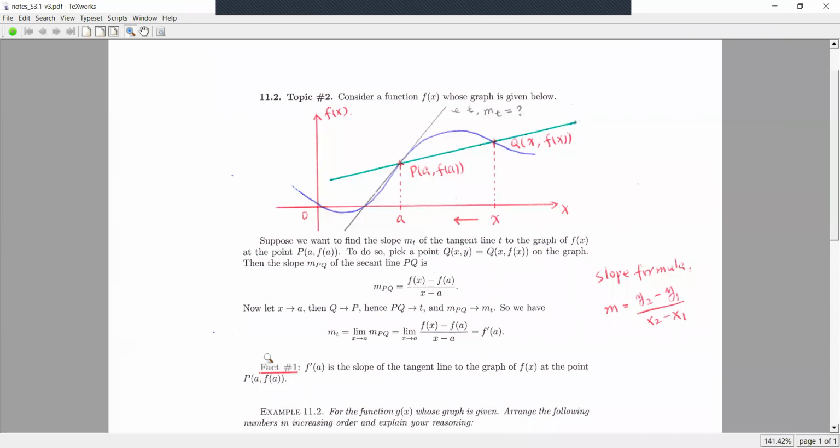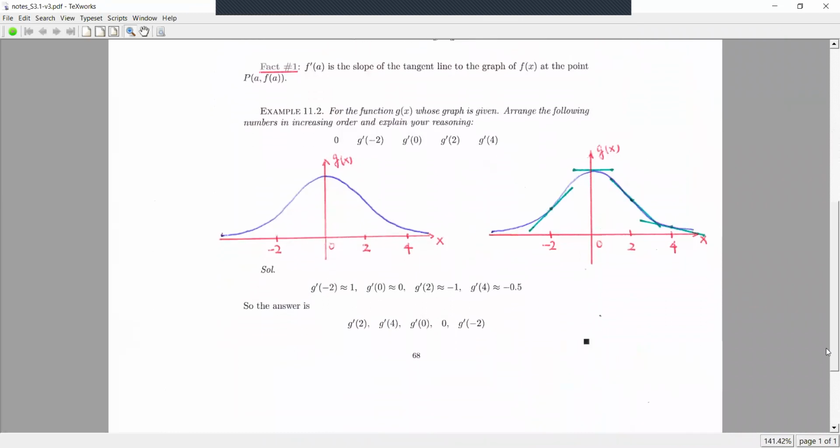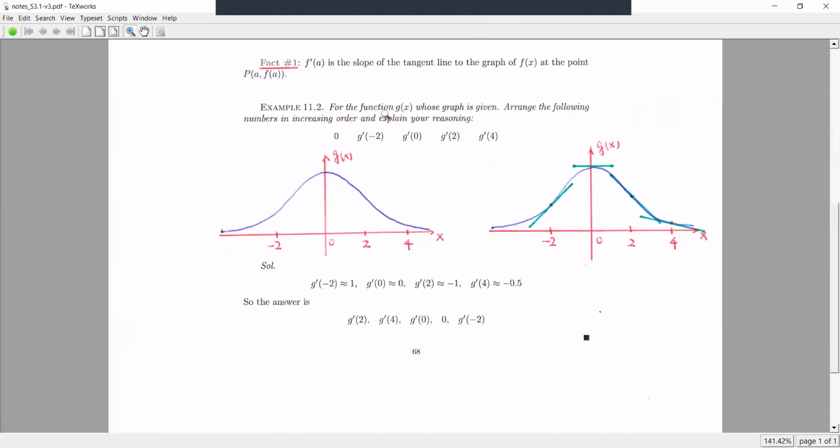Now, I show you some examples about this fact. Example 1. The graph of the function g is this blue curve. Now the question is, arrange the following numbers in increasing order and explain your reasoning. We have 5 numbers. Some are derivatives. A derivative is a number because a derivative is a limit. A limit is a number.